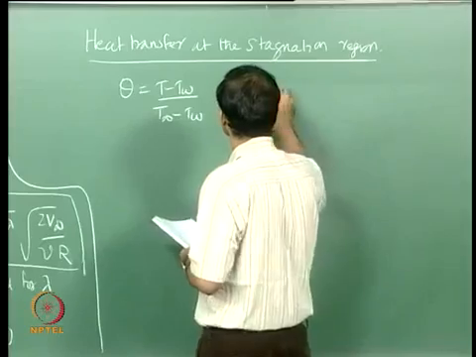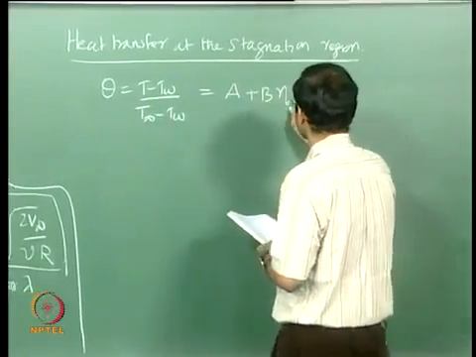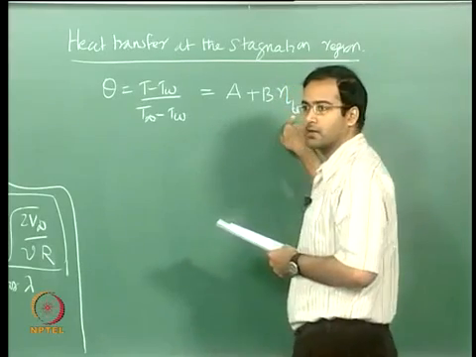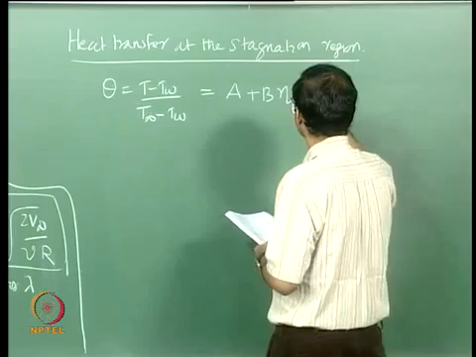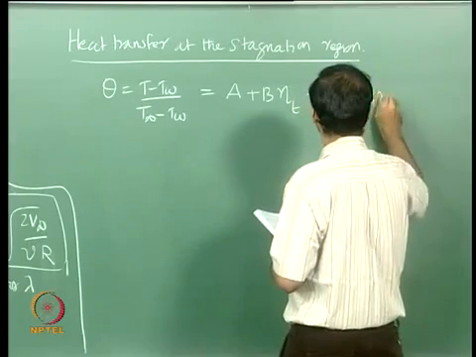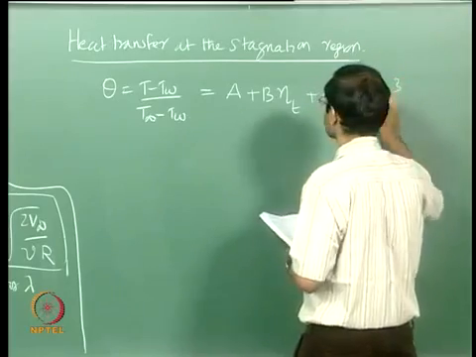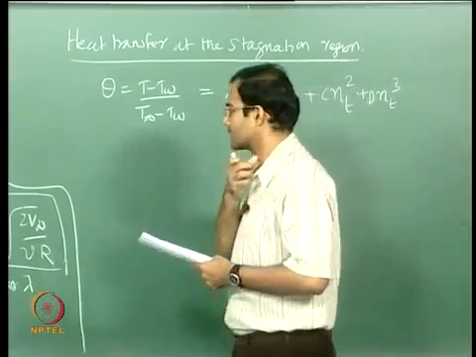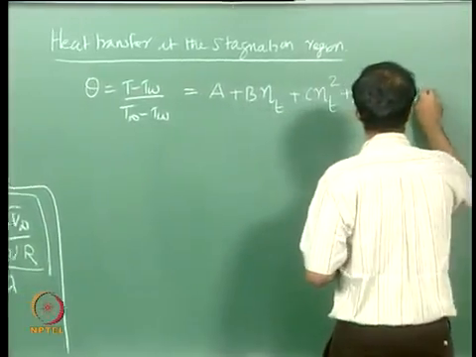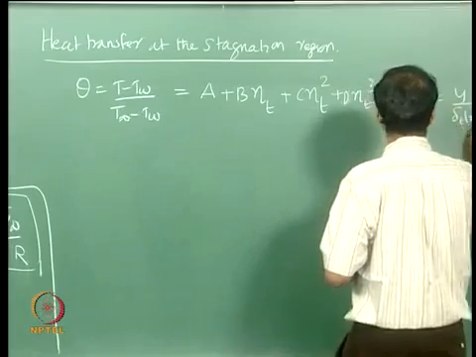So this can also be assumed to be a function of some eta t, which is a non-dimensional coordinate corresponding to the thermal boundary layer, okay. So let us assume a cubic polynomial. We have 4 coefficients to be determined, and here eta t is nothing but y by delta t, okay.